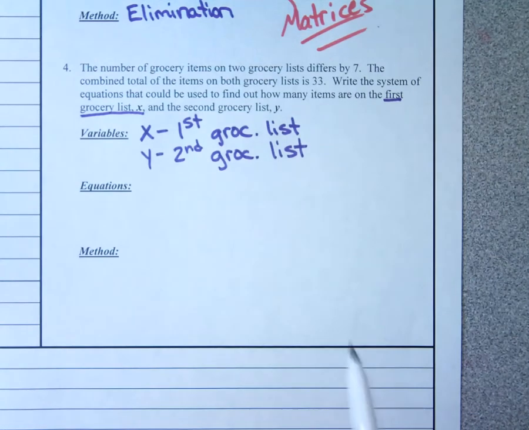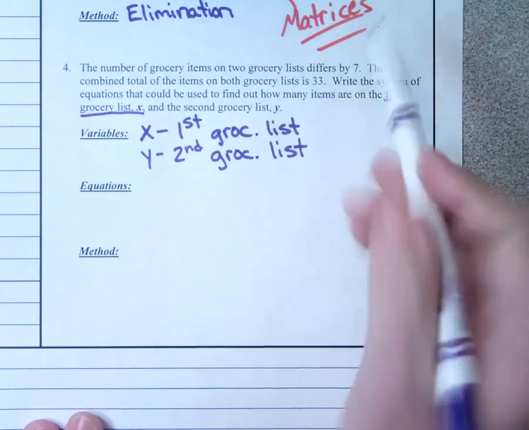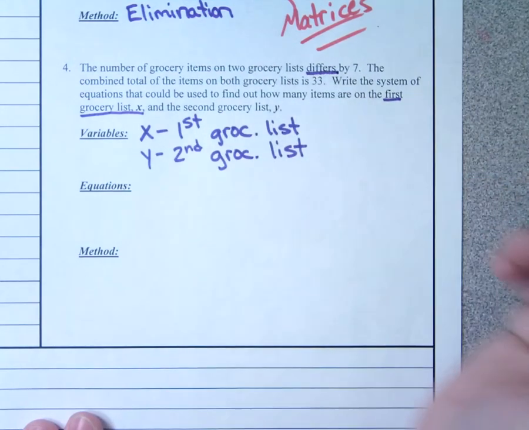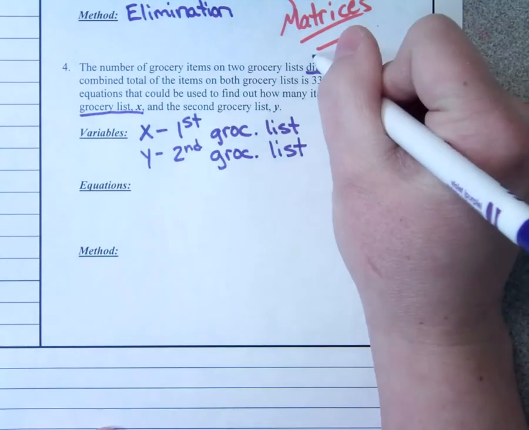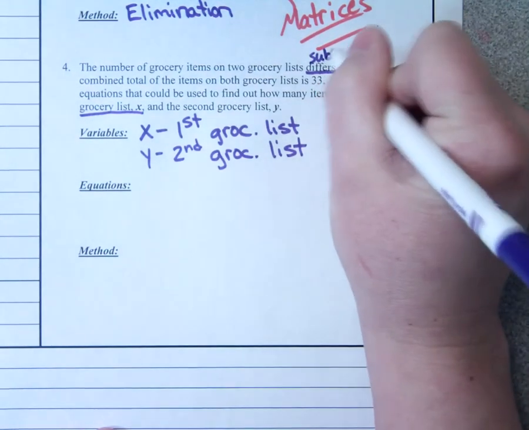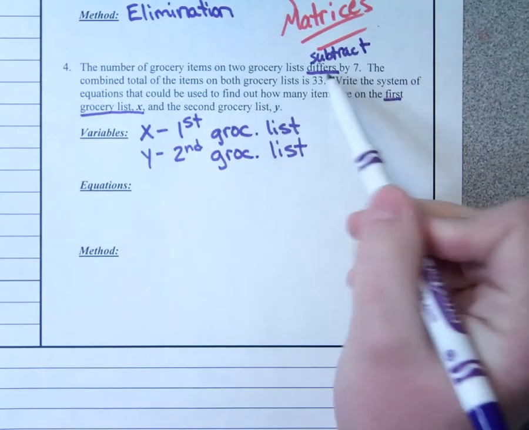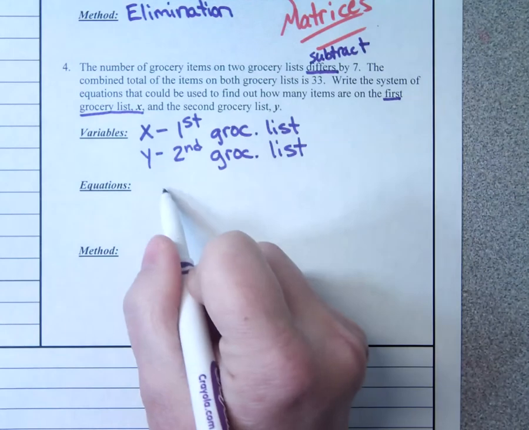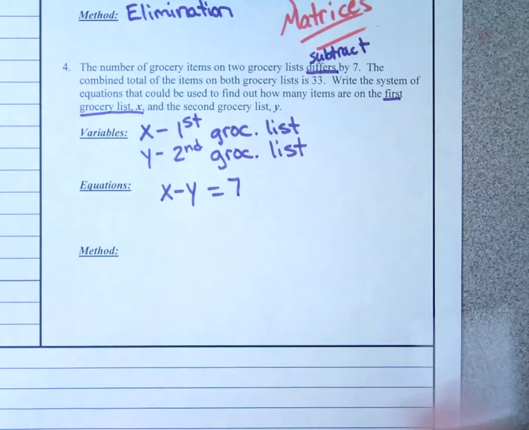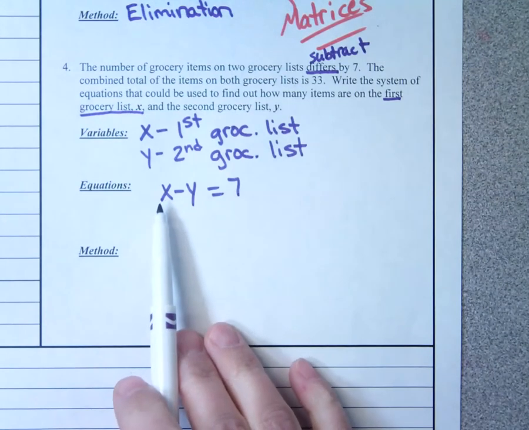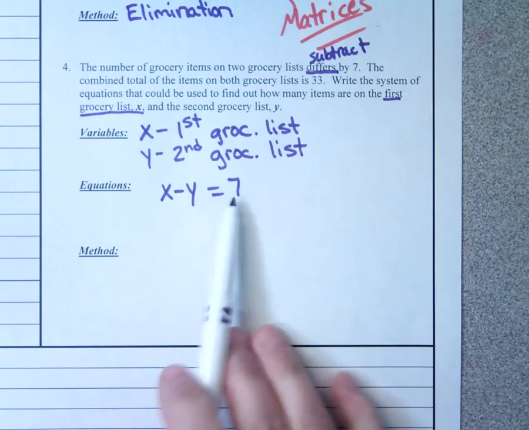Okay, first sentence, we're told that the number of grocery items on 2 grocery lists differs by 7. What does the word differ mean? It means difference. It means to subtract. So if the number of items on 2 grocery lists differs by 7, that means I'm going to subtract and I'm going to get a total of 7. So however many items I have on one of the grocery lists, subtract how many items you have on the other grocery list, that makes up 7.